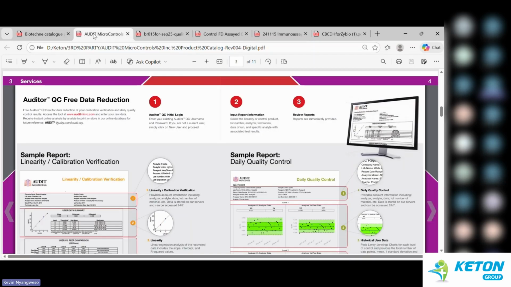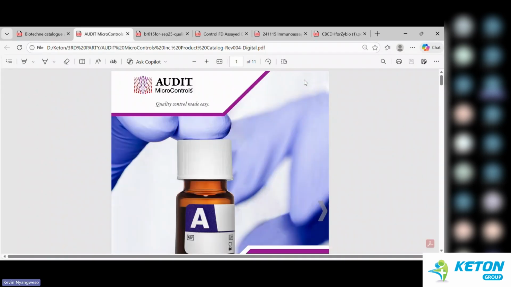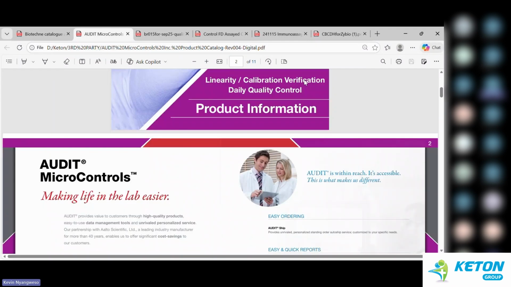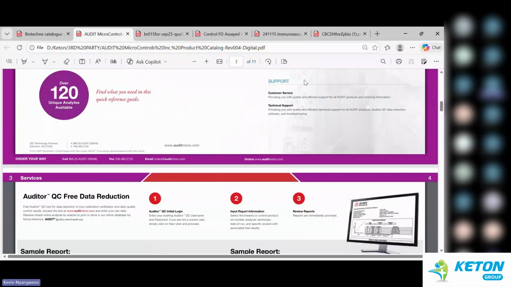And then for audit microcontrols that I've also mentioned, this is our product catalog that gives you linearity samples, calibration verification samples, and quality control samples. So for audit microcontrols, we have got assay values that come.